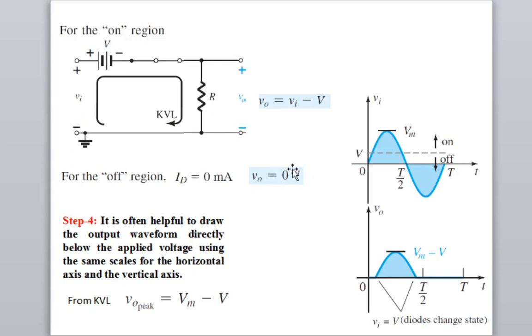So this is the third step. Now if you go to the fourth step, you have to find the output voltage for the on region and the off region. You have to draw the output characteristics curve.